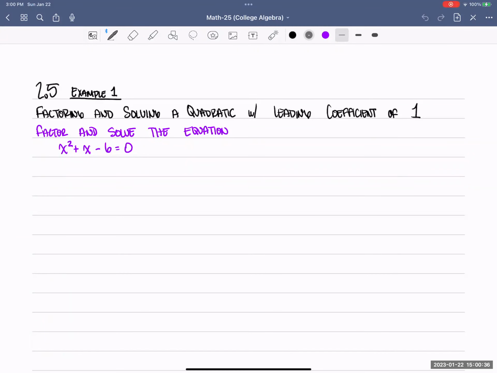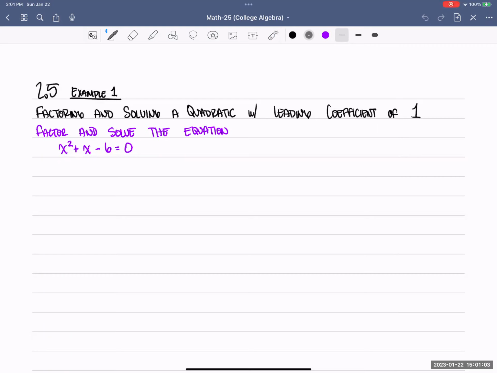Section 2.5, example 1, factoring and solving a quadratic with leading coefficient of 1. Factor and solve the equation x squared plus x minus 6. I'll go over what I'm calling the star method. If you have a different way of factoring, you could go ahead and use that. You end up with the same solutions, that's completely fine.